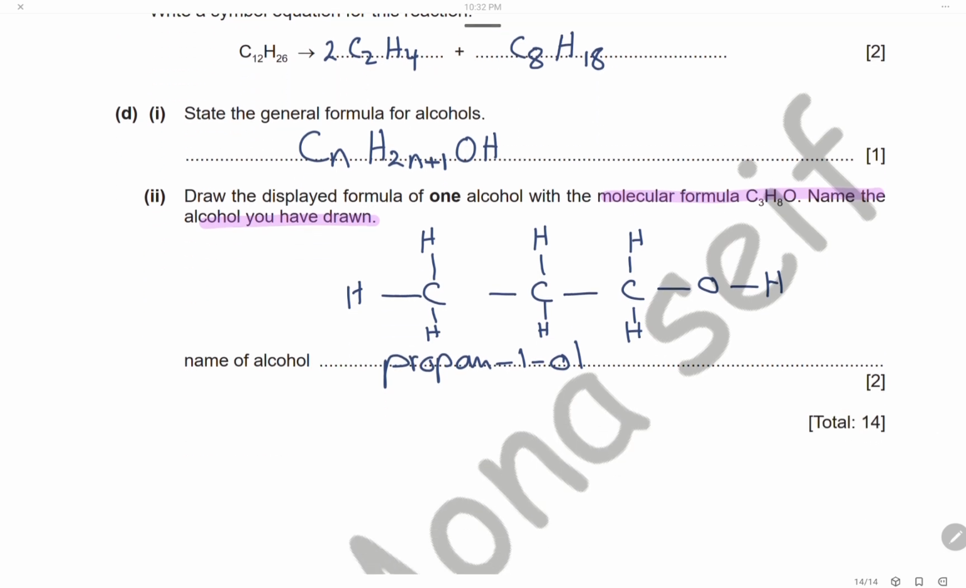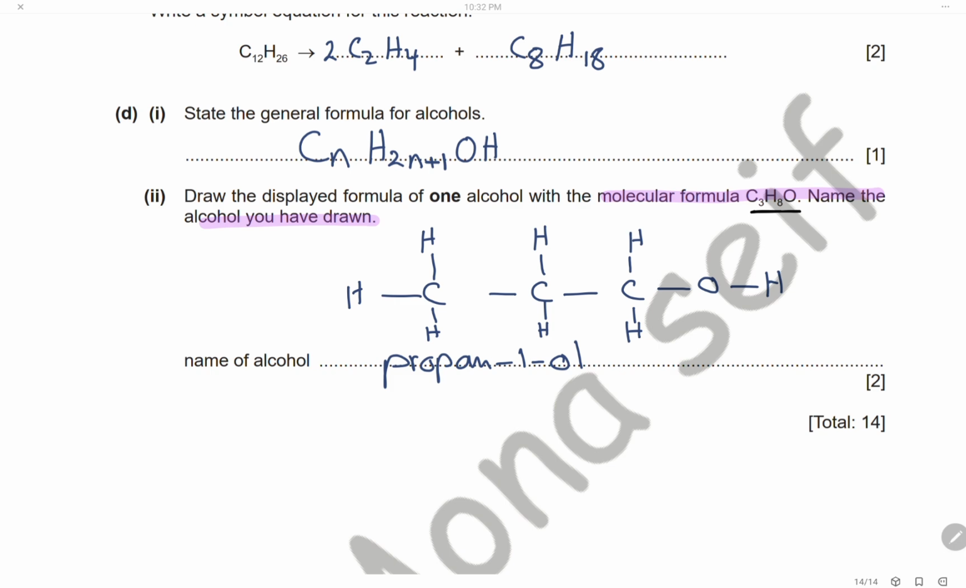State the general formula of alcohols. The general formula is CnH2n+1OH. Draw the displayed formula of one alcohol with a molecular formula C3H8O. Name the alcohol you have drawn.